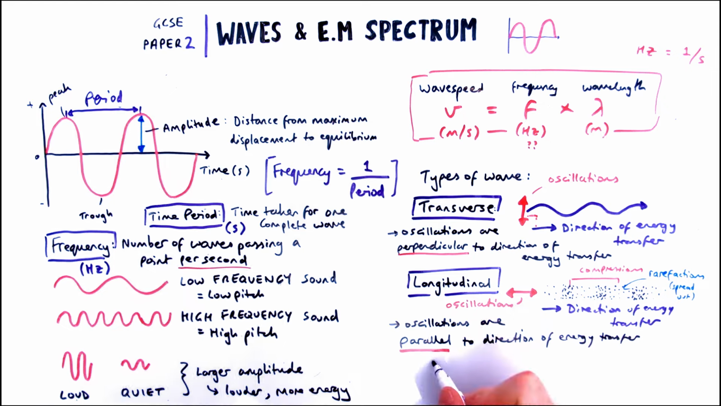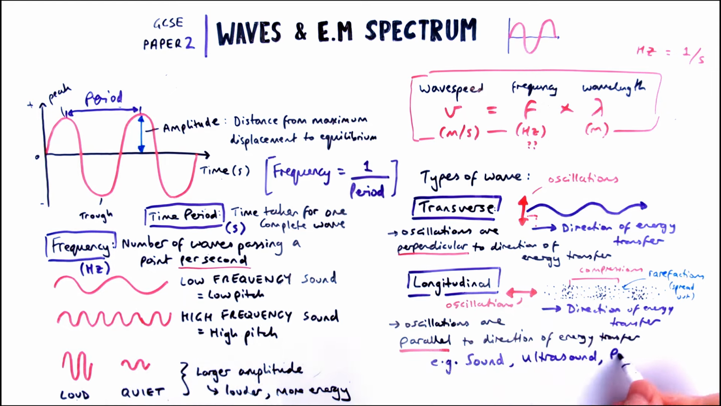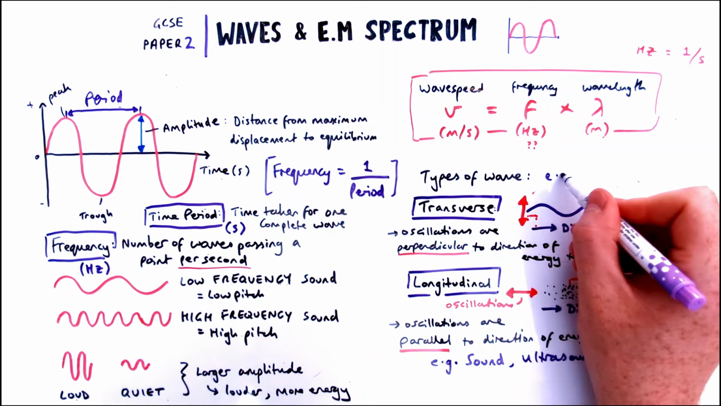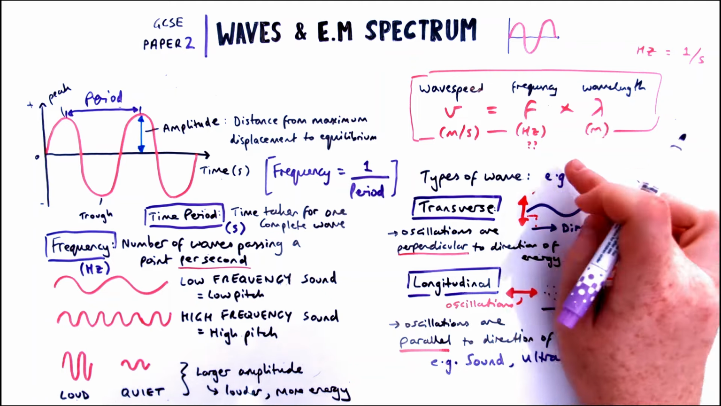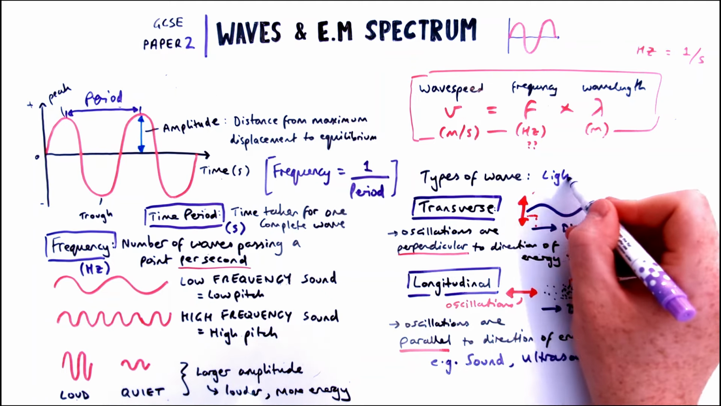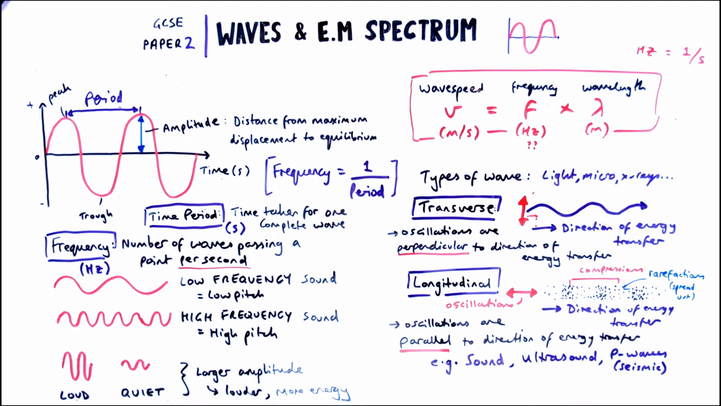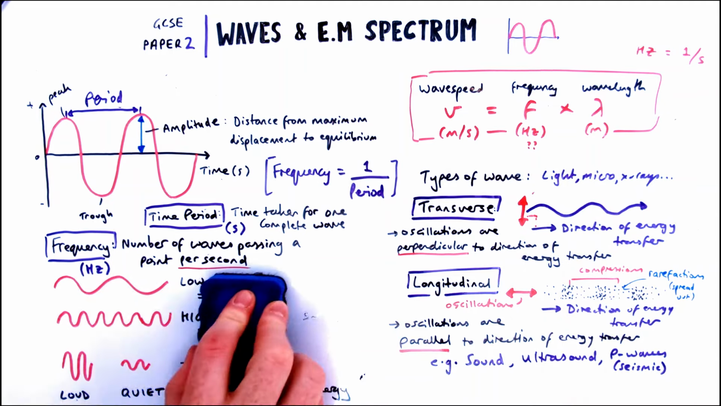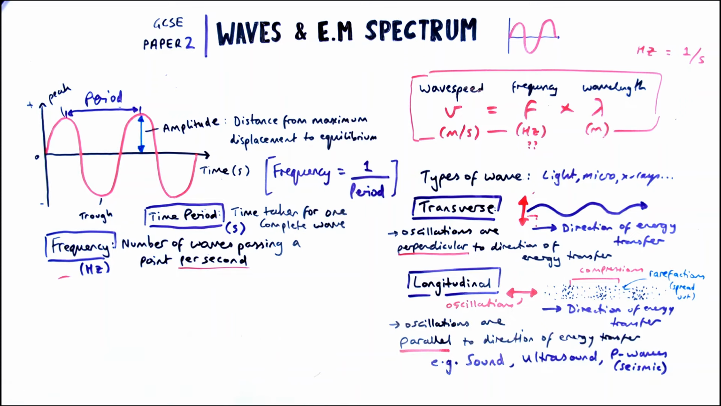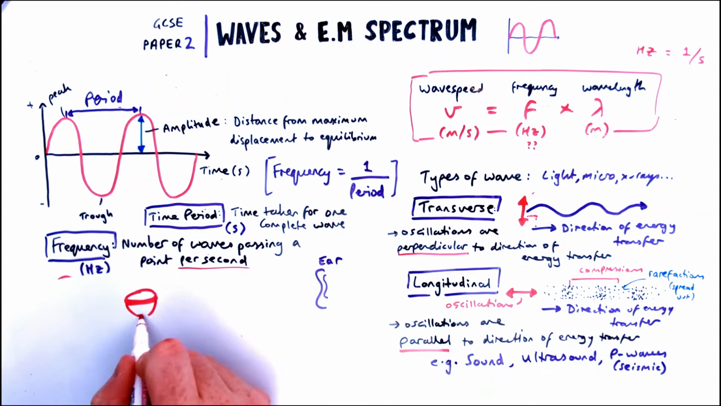In terms of examples of each, there are way more examples of transverse waves than longitudinal. With longitudinal, you're basically limiting yourself to sound waves, ultrasound waves, and P waves, which are a type of seismic wave, which we'll come on to later. Transverse waves are basically every part of the electromagnetic spectrum, so light, microwaves, X-rays, gamma rays, the lot. Those are the main ones to remember, plus ripples in water.